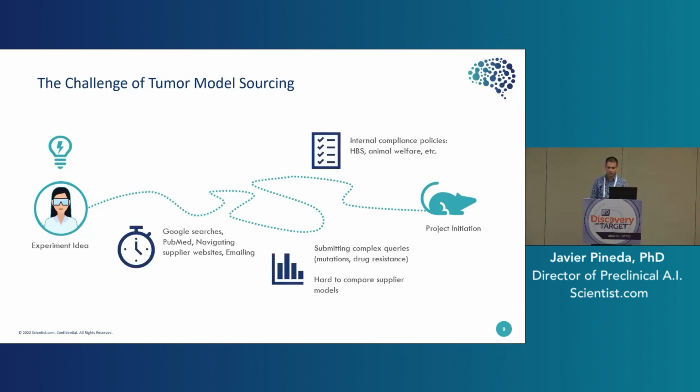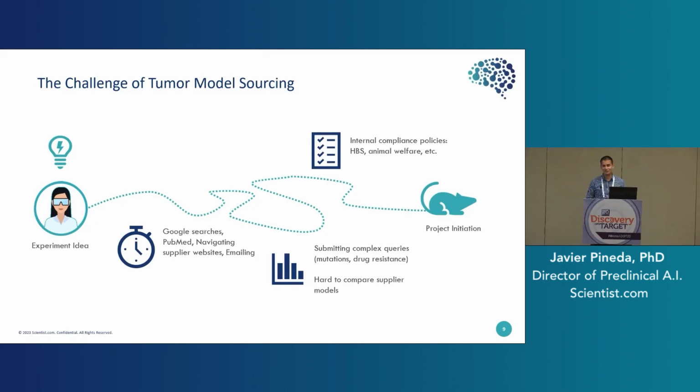So whenever we're talking about tumor model sourcing, there's additional challenges. The compliance one is probably going to be the most familiar, right? If we're talking about human samples or xenografts, we have to think about patient consent forms. That's going to be a thing that compliance or procurement teams care about. Potentially animal welfare, that's going to be another big one. But even besides that, which scientist.com helps take care of, the searching, that's another huge time sink, right?